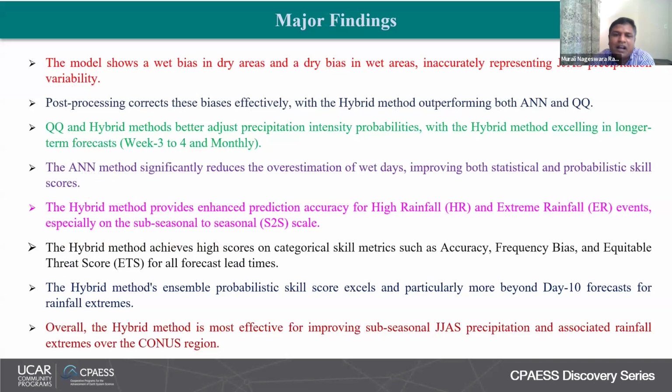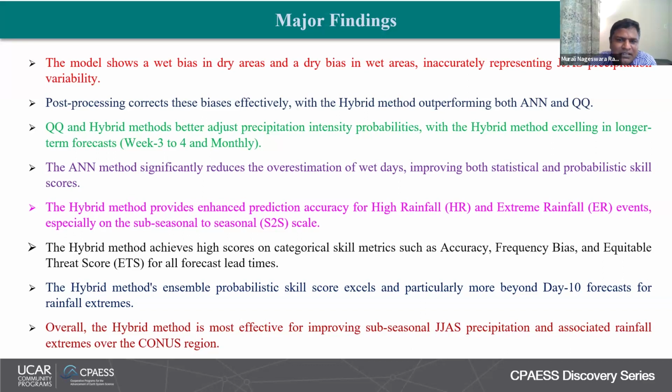These are some findings for the Kenya region rainfall study. The model shows a wet bias in the dry regions and a dry bias in the wet regions, and inaccurately represents the JJAS precipitation variability. Actually, the variability is inaccurate, but all the post-processing methods correct the bias and improve the interannual variability, particularly the interannual variability from the hybrid method. It is very similar to the observation.